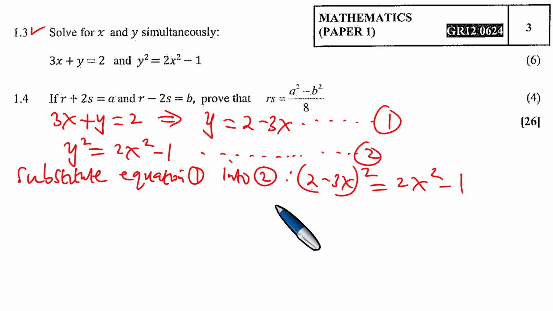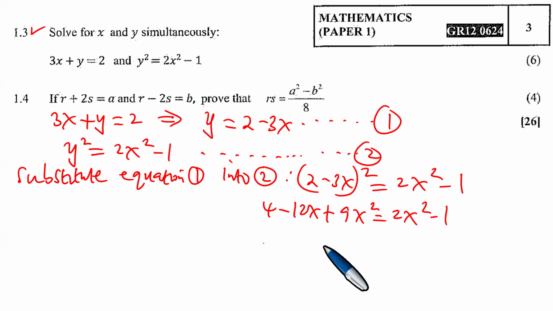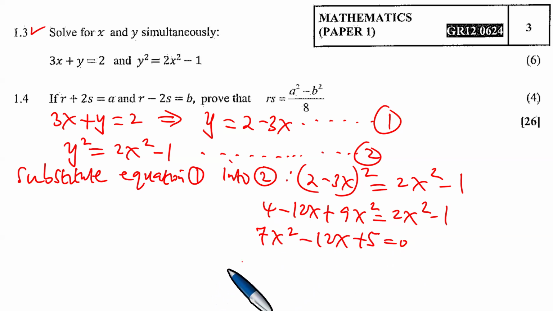If you square this, 2 squared becomes 4. 2 times minus 3x times 2 gives us 2 times minus 3 is minus 6, times 2 is minus 12x, plus 9x squared, which equals 2x squared minus 1. If you say 9x squared minus 2x squared, it's 7x squared minus 12x, and then you have 4 plus 1, which is 5, equals 0.